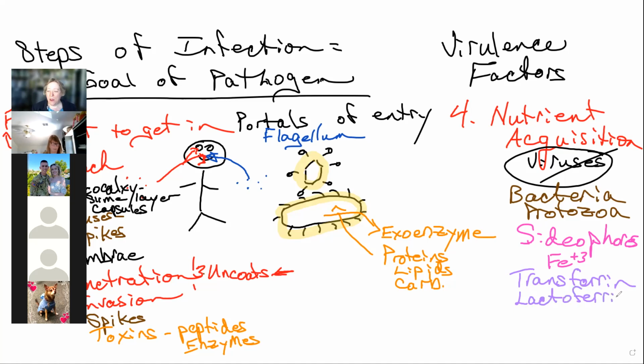Some pathogens produce these molecules called siderophores that have a greater attraction for iron than our molecules. Basically, these siderophores will steal iron from our carrier molecules, our carrier proteins. That's considered a virulence factor that is related to nutrient acquisition.